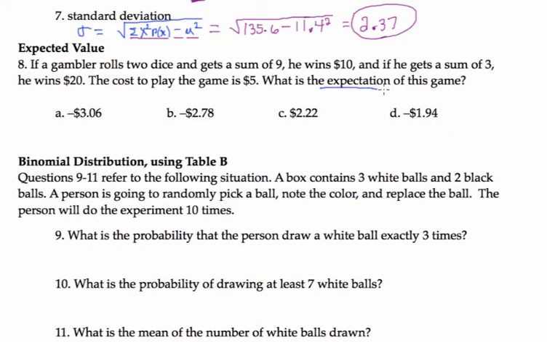I'm looking for the expectation of the game. So I go to chapter 5 on my formula sheet and I look up expectation. Expectation, E of x, is the sum of the xP(x) column of a probability distribution. So I know I've got to make a probability distribution. I don't have a lot of room. I'm going to try to do it over here. I'm going to have an x column, a P(x) column, and then an xP(x) column.